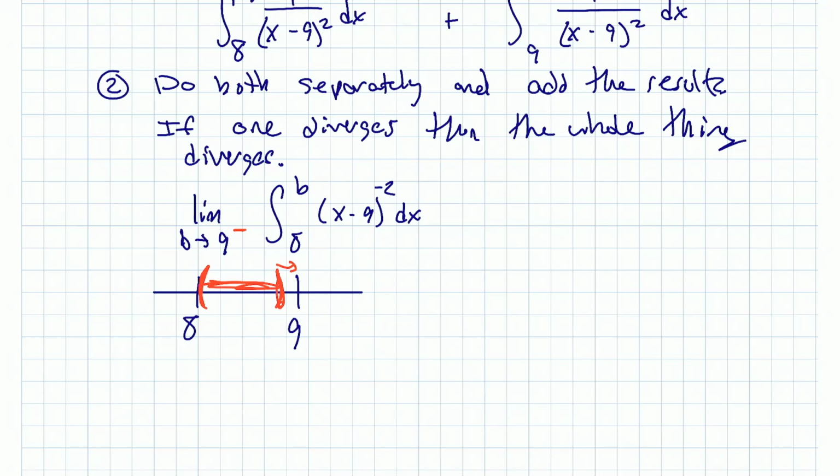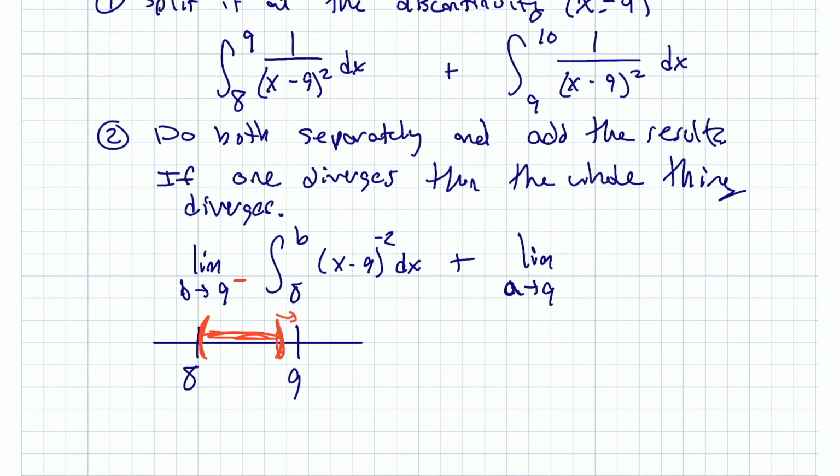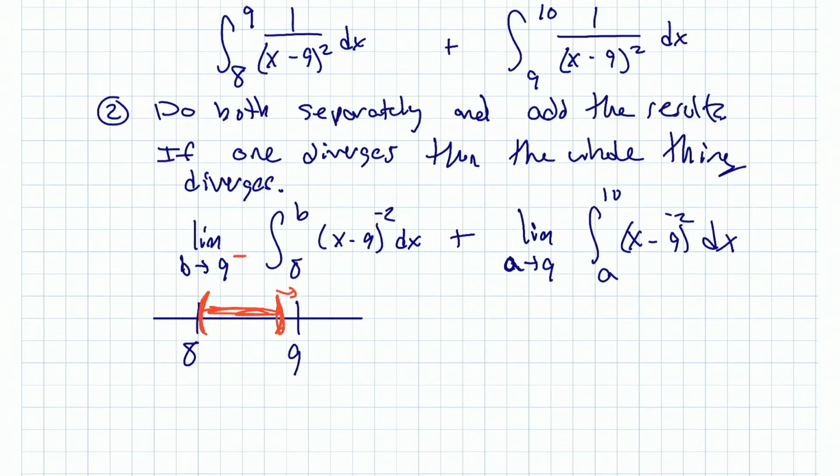And then the other one is a limit as, I'll say, a goes to 9 of the integral from a to 10. Again, (x minus 9) to the negative 2. And then if you think about which direction the limit should come from, well, this is 9 to 10, so you have 9 and 10. So you're trying to avoid the 9. You don't want to go past 9, so you need to be on the right and approach that way. That way you don't cross 9. So that's from the right-hand side.